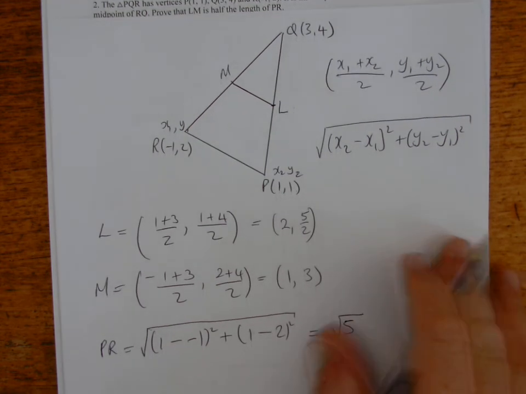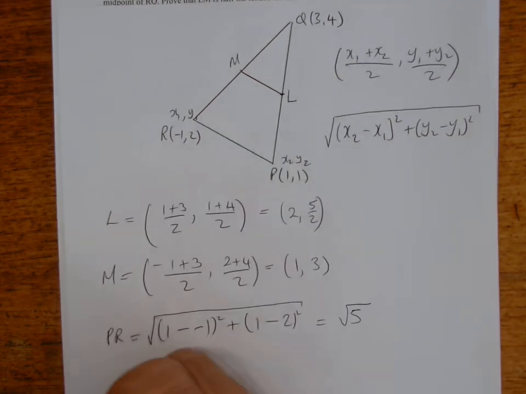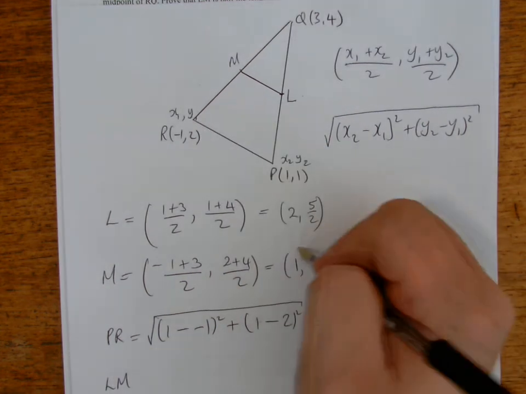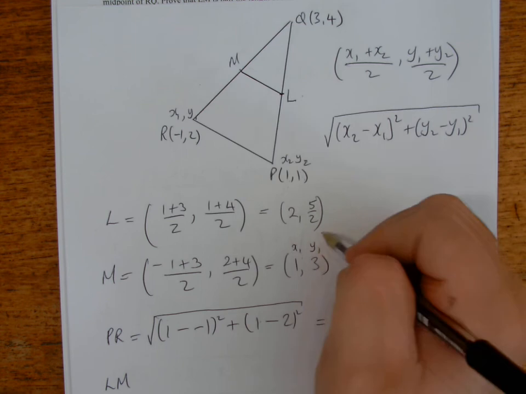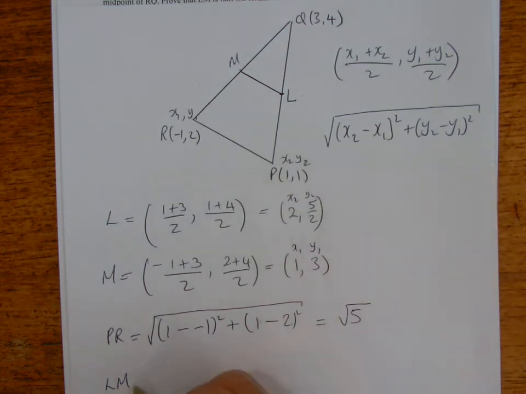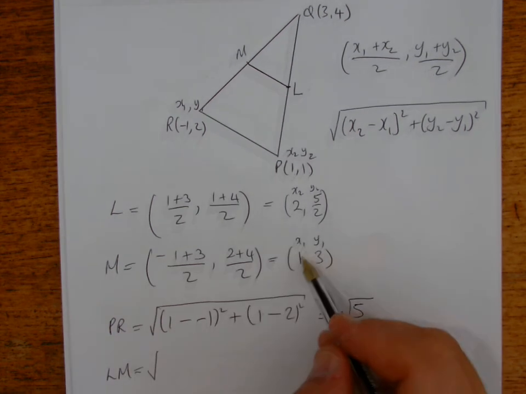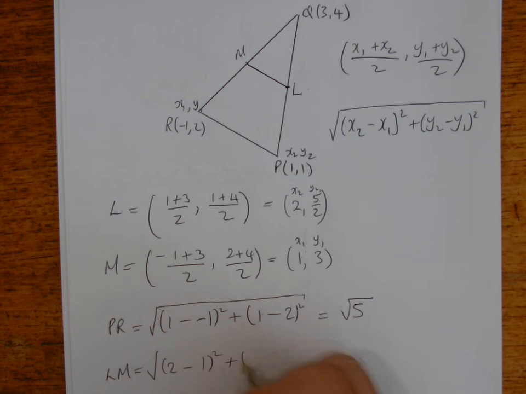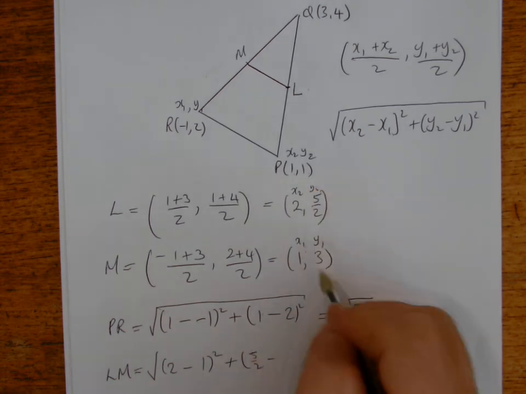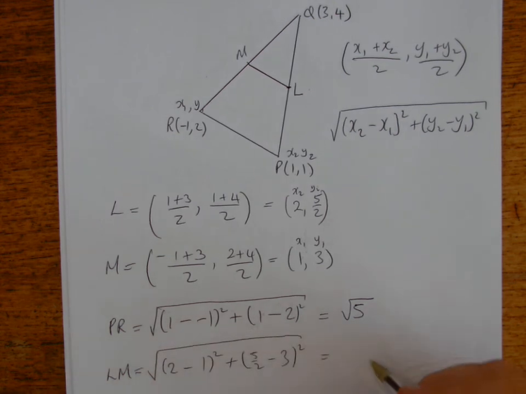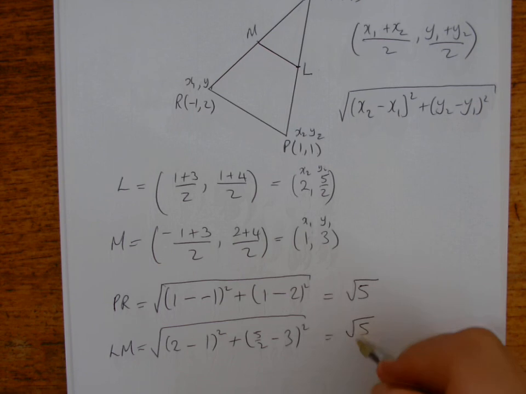Okay, so let's do the same then for LM. Now LM, of course, I've got these coordinates here, yeah? So maybe I'll call this my x1, y1, this my x2, y2. So x2, which is 2, take away x1, which is 1. And y2 then, which is 5 over 2, take away y1, which is 3, and of course remember to square them. So if I work that out on my calculator, it comes out to be square root of 5 over 2.